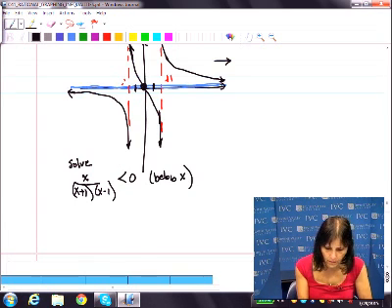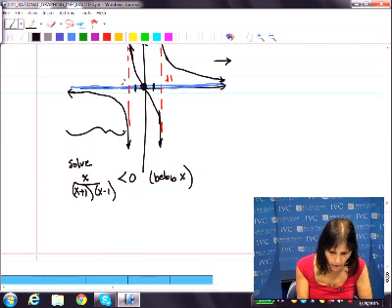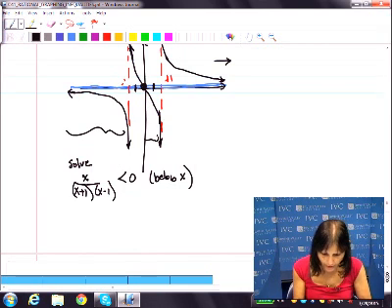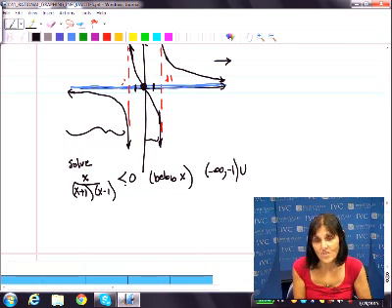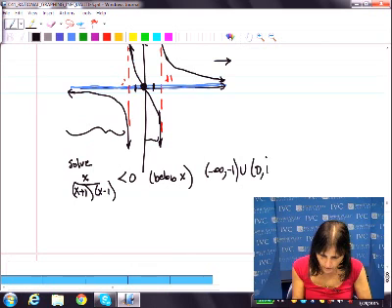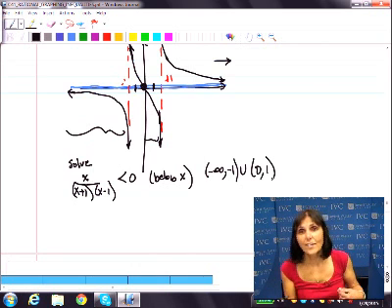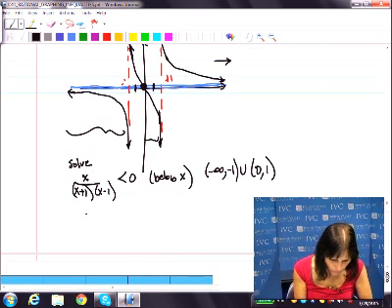Well, when is it negative? It is negative here and here. So how do I write that? Negative infinity to negative 1. I do not want negative 1 because it's a vertical asymptote. Union. Do I want 0? Well, I don't want 0 because it's less than 0. Union 0 to 1. I can look at the graph. That's it.